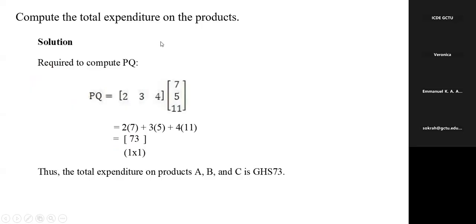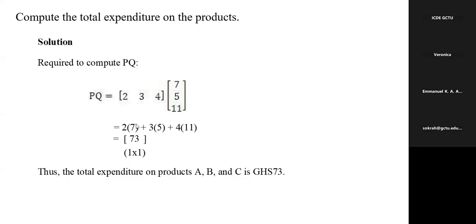The total expenditure on the products. You have to compute the total expenditure on the products. So it means you have to multiply the row by the column. That is all. So if you multiply, it means you have to transpose the first one, lift it up, that is 10, to match the second one. So 2 will match 7, 3 will match 5, and 4 will match 11. So you multiply and sum them in that order.